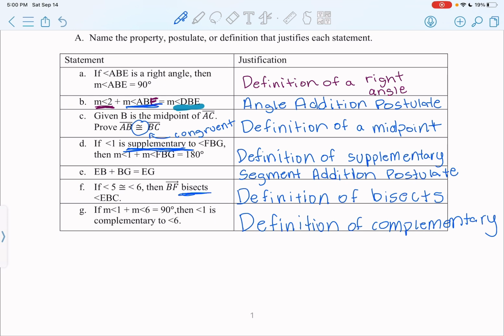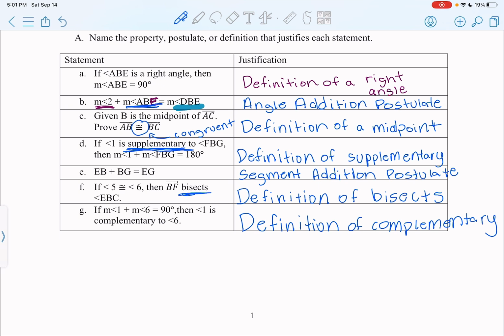And so, when we start to write geometric proofs in the next video, these are some examples of justifications you can make for some statements that you will make in your proof. Chances are, if you use one of your vocabulary words, your justification will be the definition of that vocabulary word. For example, if an angle is a right angle, then we know that it measures 90 degrees because that's the definition of a right angle.